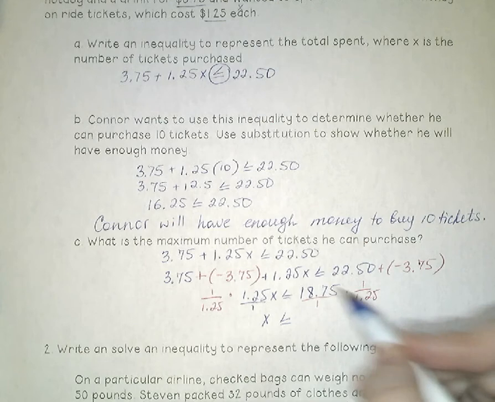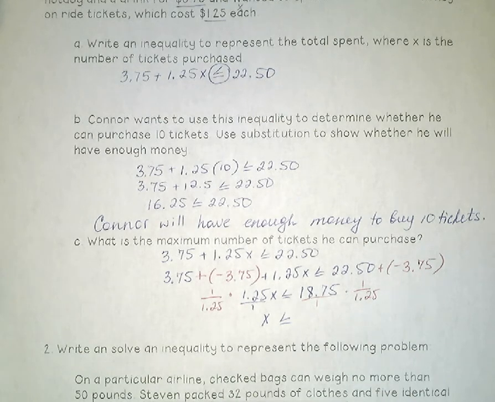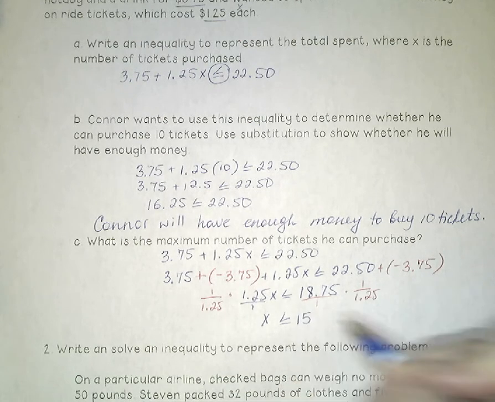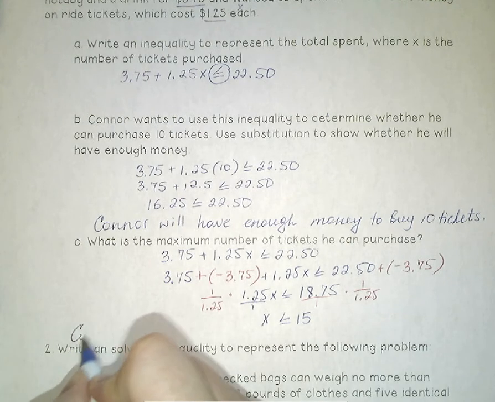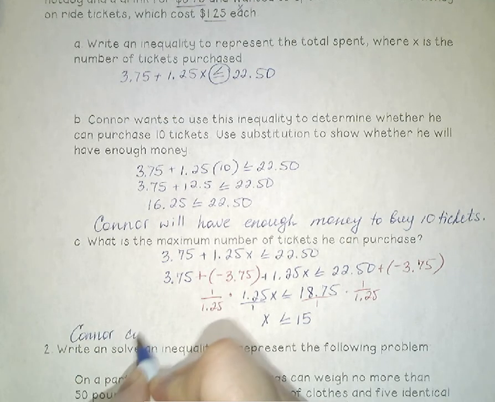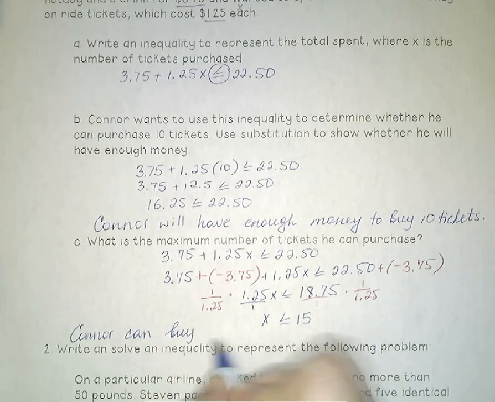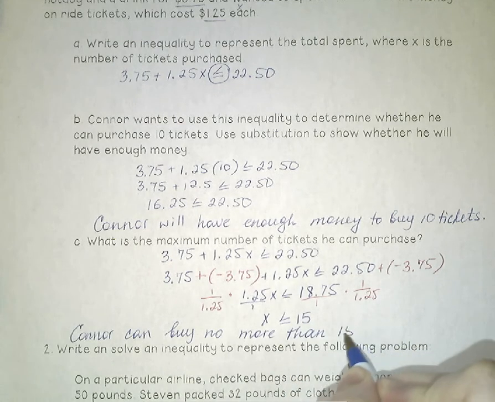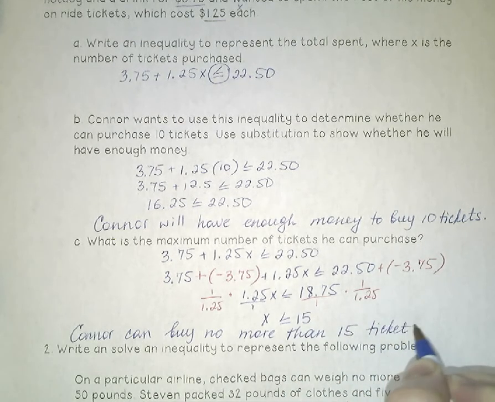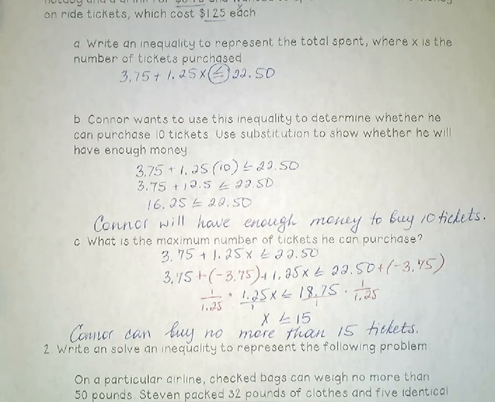And we will simplify these two numbers by dividing them. 18.75, we are dividing by 1.25, and we get 15. Okay, so the maximum number of tickets that Connor can buy is 15. Connor can buy no more than 15 tickets. All right.